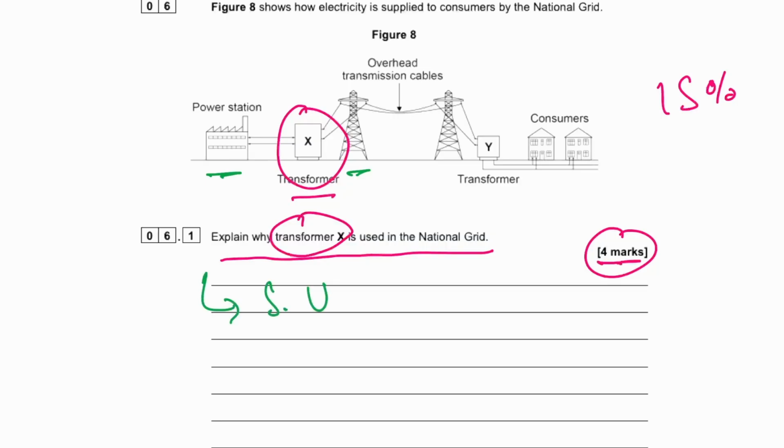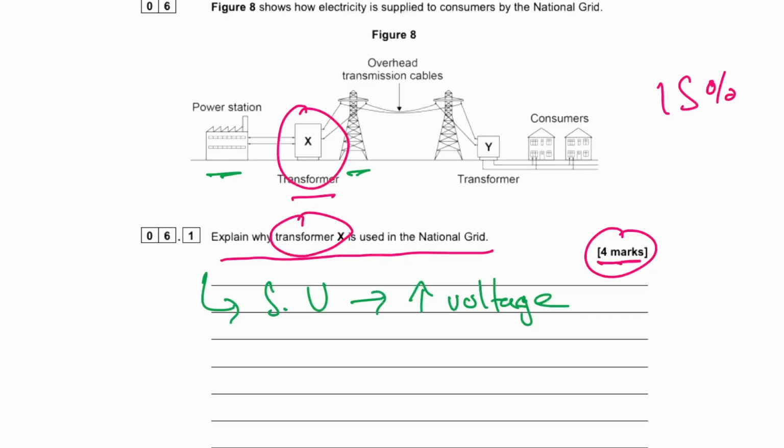Straight away, if you identify that it's a step-up transformer and you explain what that actually is, a step-up transformer is something that steps up the voltage. If you say that, then this straight away is worth your first mark, because you notice that this is not actually stated anywhere in the question. So identifying this will give you that first mark.